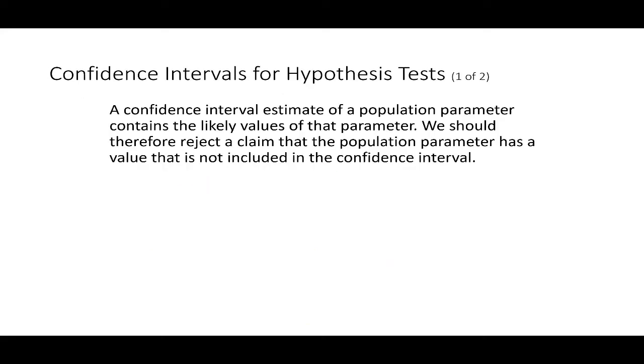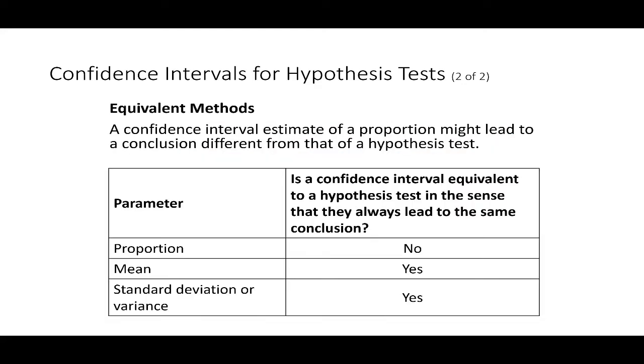Finally, confidence interval for hypothesis test. A confidence interval estimate of a population parameter contains the likely value of the parameter. So here is the one thing we have to do. We should reject a claim that the population parameter has a value that is not included in the confidence interval. So after finding the confidence interval, we should reject a claim that the population parameter has a value that is not included in the confidence interval.